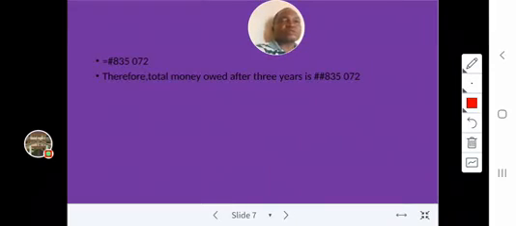Therefore, the total amount owed after 3 years is 835,072 naira. You can see that the repayment is usually done per annum, and at the end of the period, you can now see that the man still owes 835,072 naira.